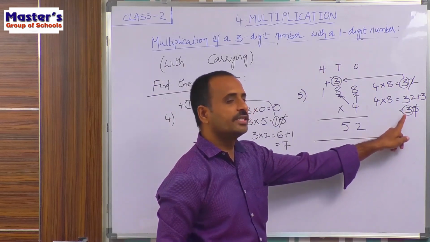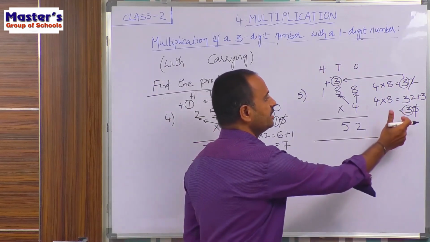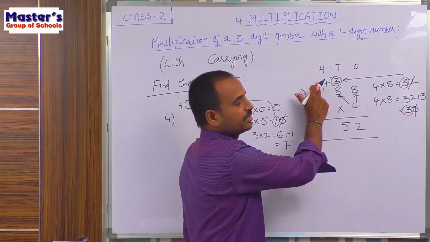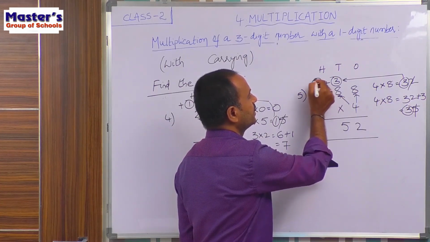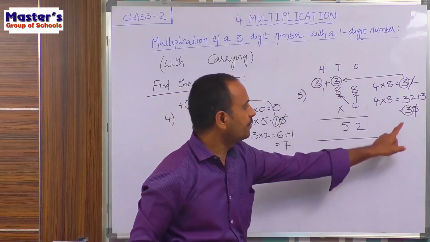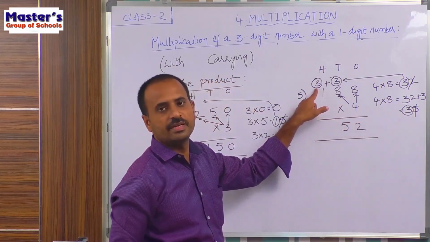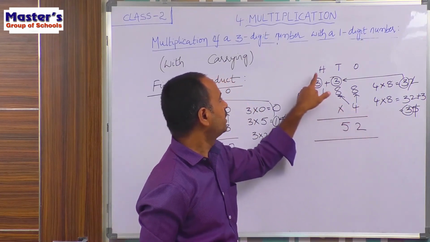What is the first digit here? 3. And carry this 3 to the next place. What is the next place here? Hundreds. So carry the first digit to the hundreds place. So write 3 under the hundreds place.